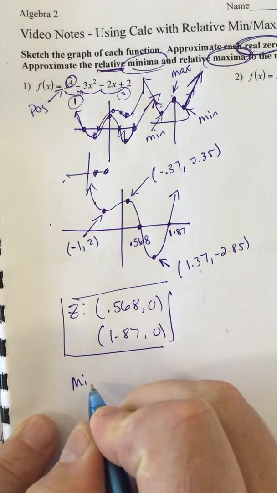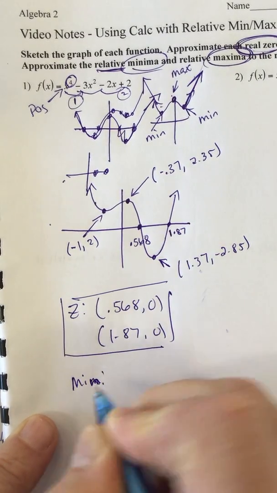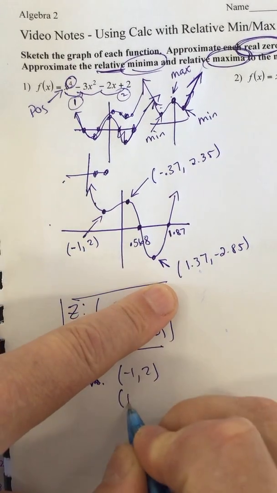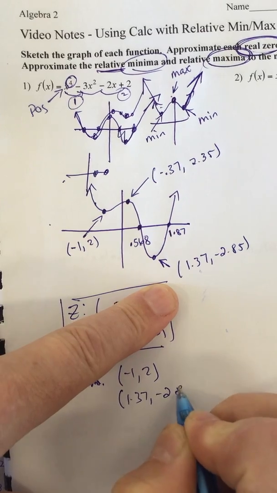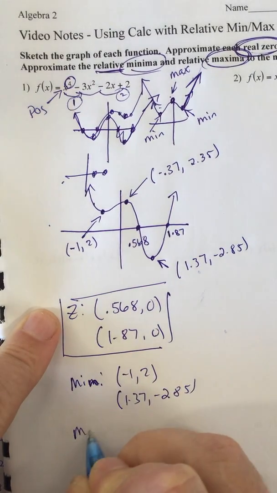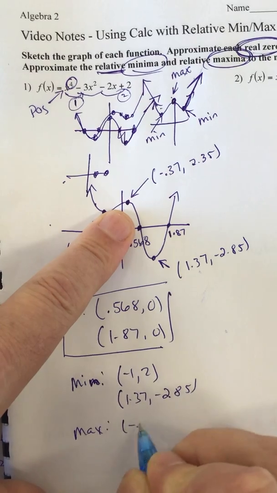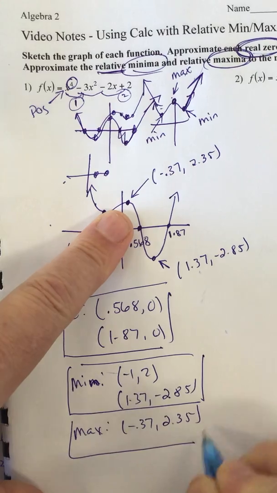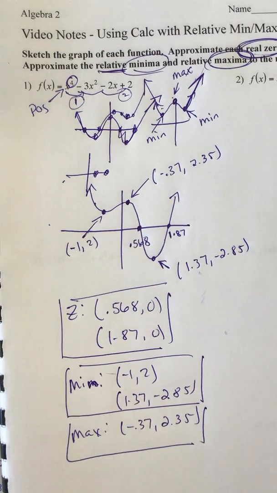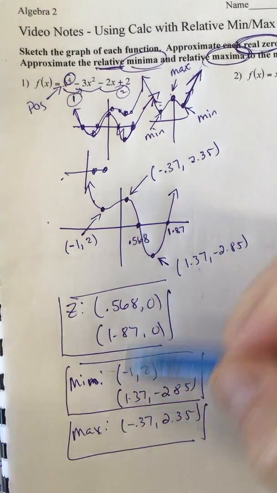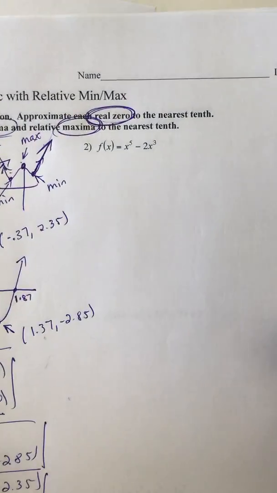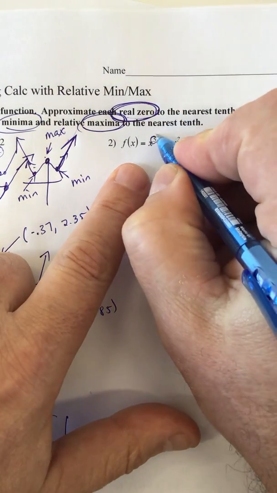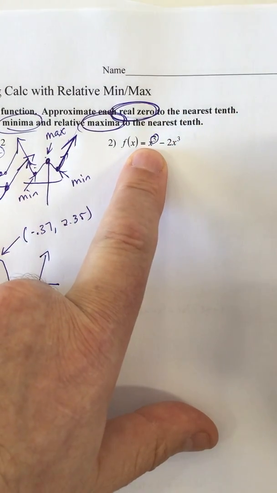Okay, so I've got a relative min. Have 2 of them at -1, 2, and another one at 137, -285. And then I have a relative max at -37, 235. And that's what we're looking for, the general sketch and then those zeros. And the min-max. Okay, so number 2, I already know that there's going to be 5 total zeros.